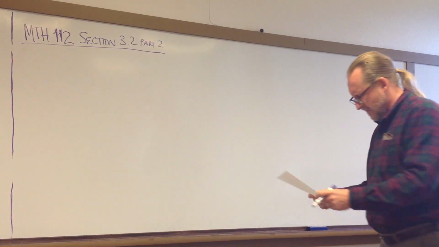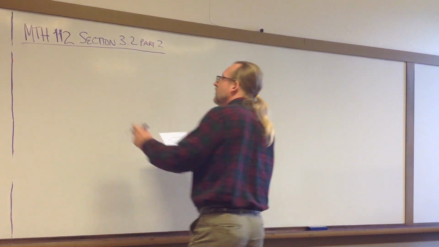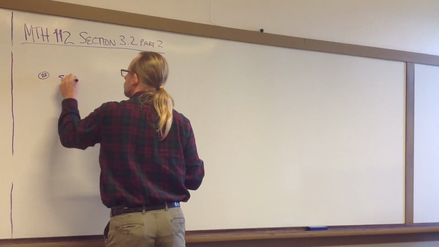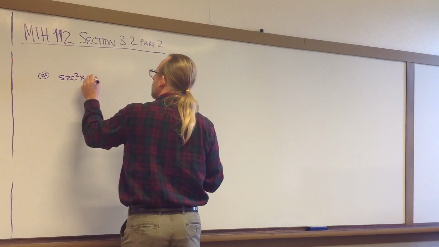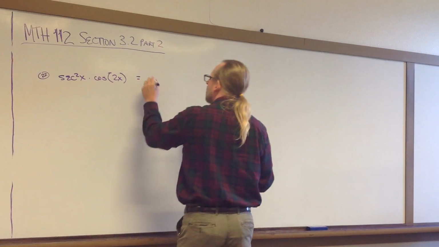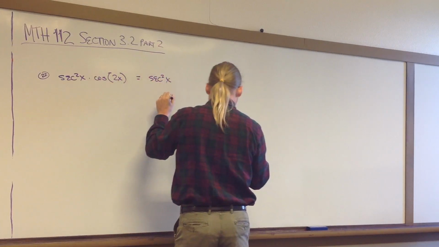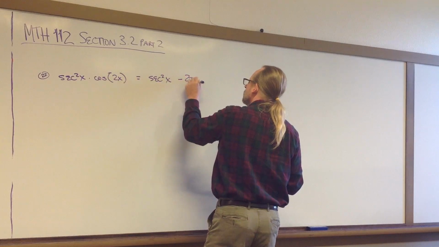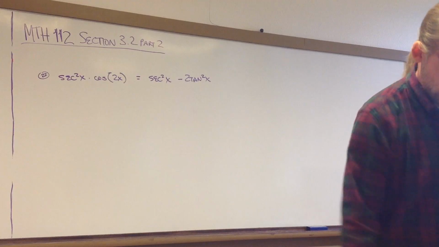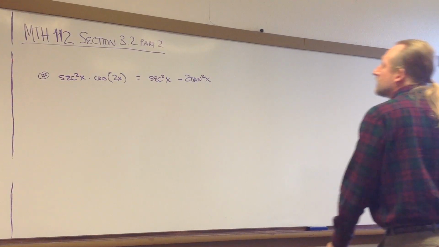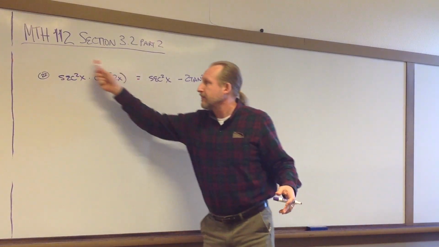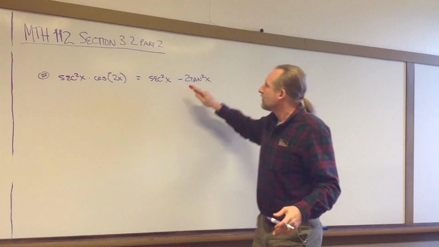Okay, let's see here. Problem 22. Let's see what we've got. Secant squared x times the cosine of 2x on one side, and secant squared minus 2 tangent squared. Huh. All right. Well, let's see here. One thing, notice that this doesn't have any adding and subtracting in it, whereas this one does.